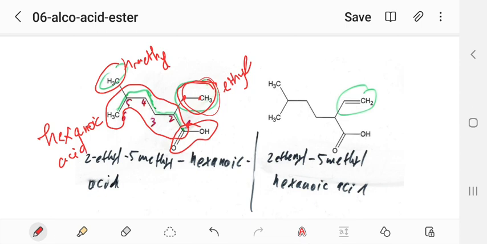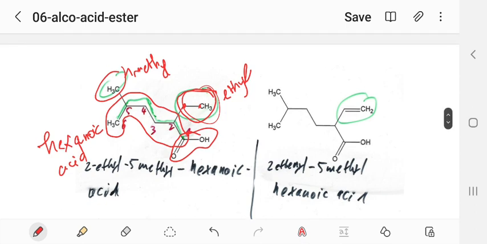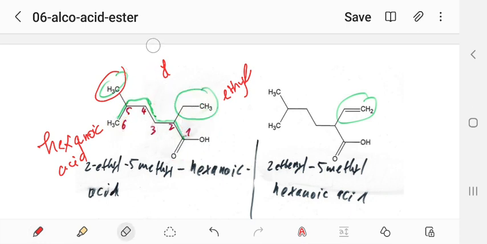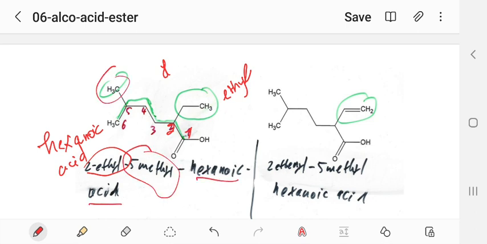Yeah? So now let's check the branches. We already agreed that the functional group always takes the position number 1, and therefore this is the carbon number 1. So let's erase this to make it clear. This is the carbon number 1. And then this is number 2. So we have 2 ethyl, 5 methyl hexanoic acid, which is the rest.